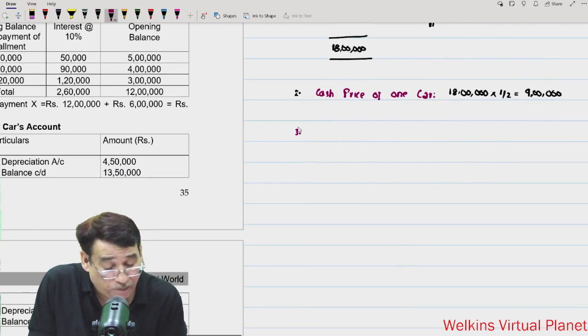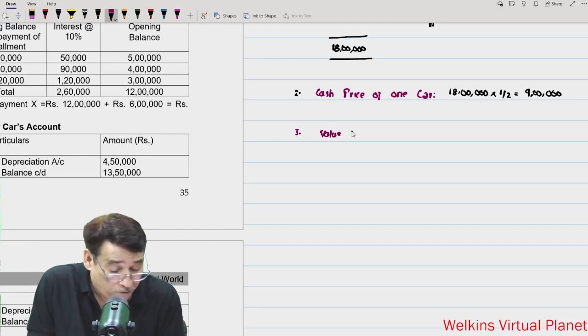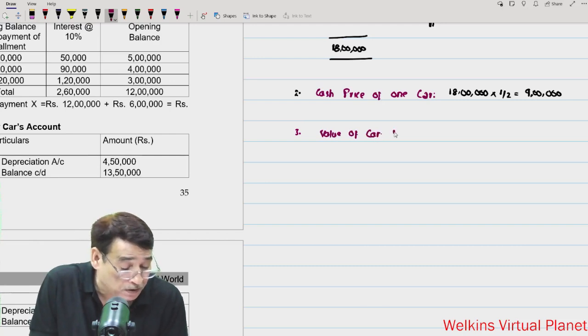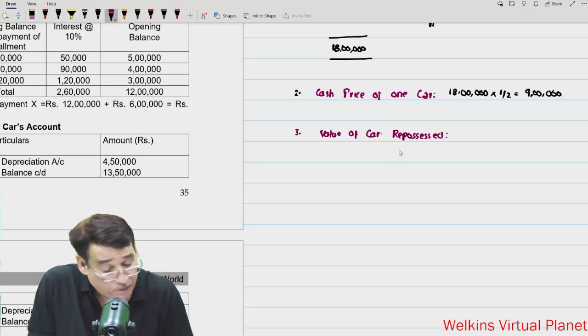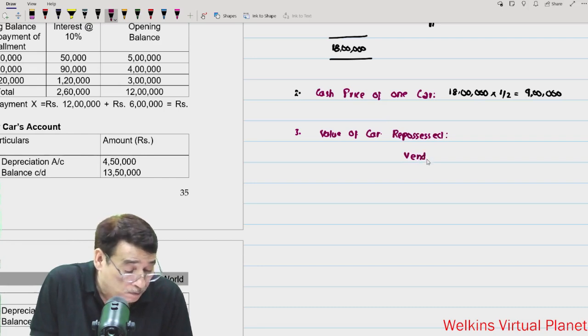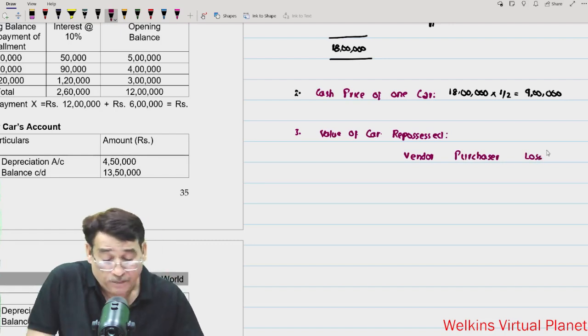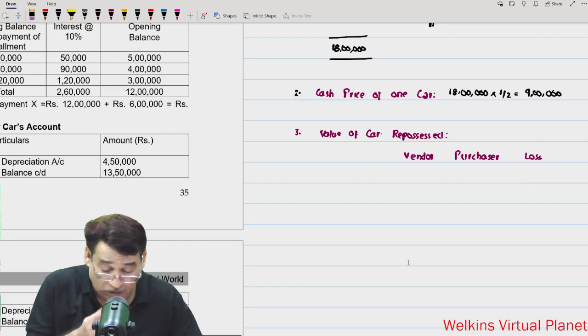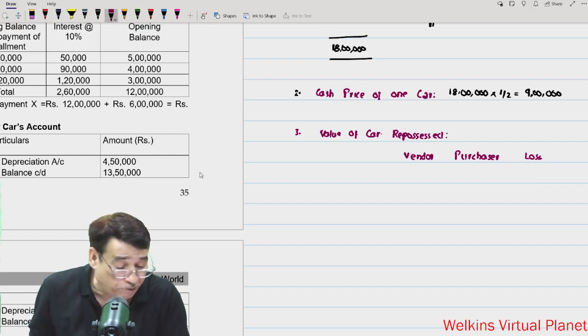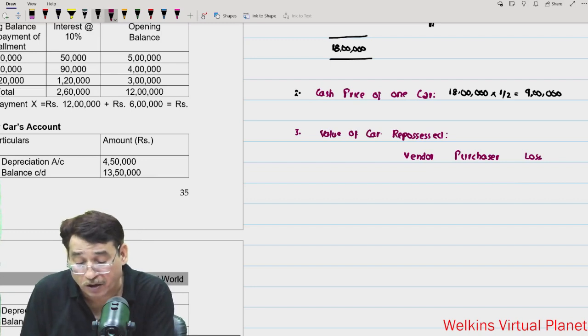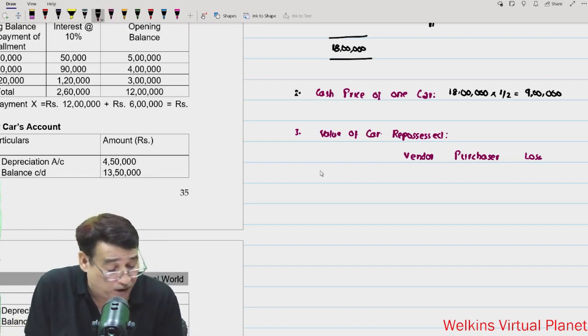The next step will be value of car repossessed. Now value of the car repossessed, vendor, purchaser, and of course amount of loss, which you will determine. Again, in this question, default has been made at the time of the third installment, correct? So because default has been made for the third installment, obviously that means in this particular case, we shall have to find out depreciation for 3 years.